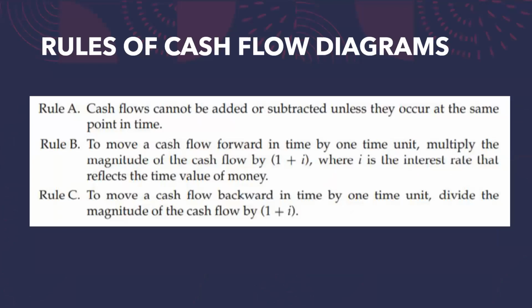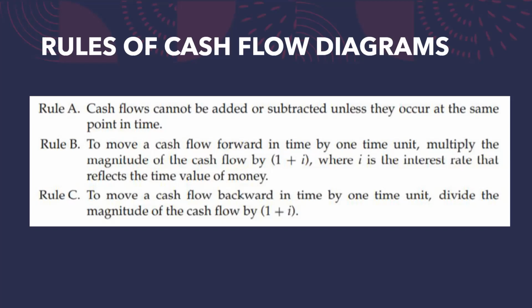So the rules of drawing these cash flow diagrams, as per our discussion last week. Rule A: cash flows cannot be added or subtracted unless they occur at the same point in time. That is why we need to identify the present value of any future cash inflow or outflow, or else calculate the future value of a present cash inflow or outflow. We discussed several methods to calculate the future value once the present value is given, as well as to calculate the present value if the future value is given.